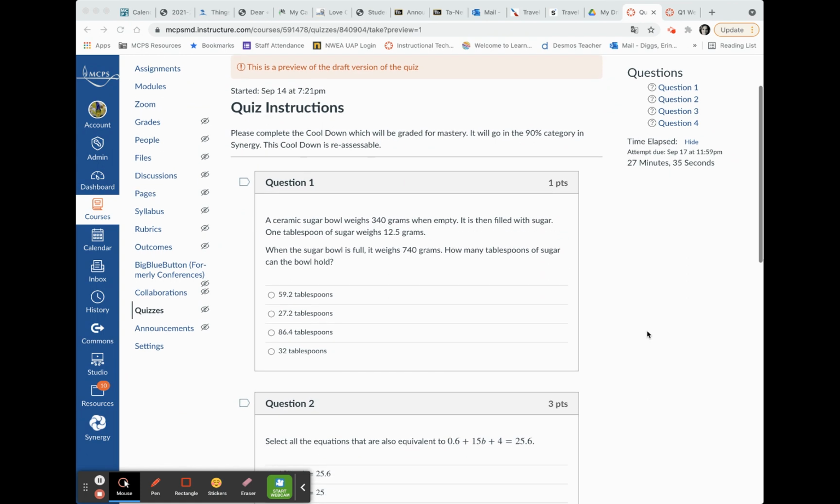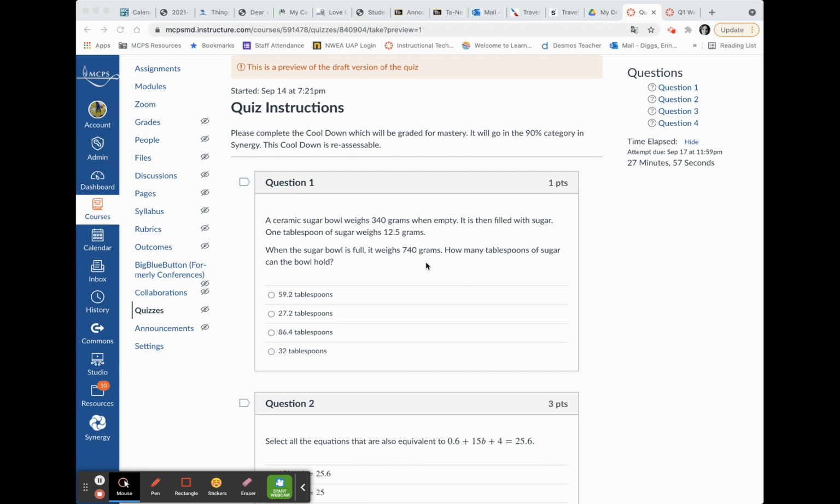So the first question on your original cool down was that a ceramic sugar bowl weighed 340 grams when it was empty, and then it was filled with sugar, and that 1 tablespoon of sugar weighed 12.5 grams. So when the sugar bowl was full, it weighed a total of 740 grams, and the question is, how many tablespoons of sugar can the bowl hold?